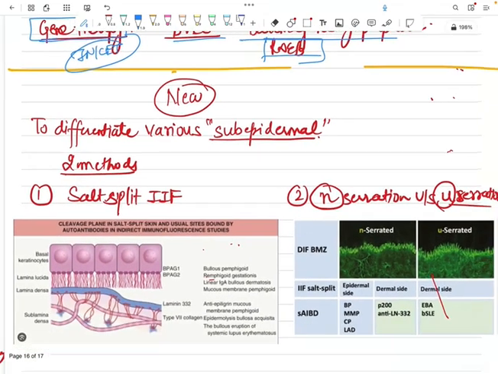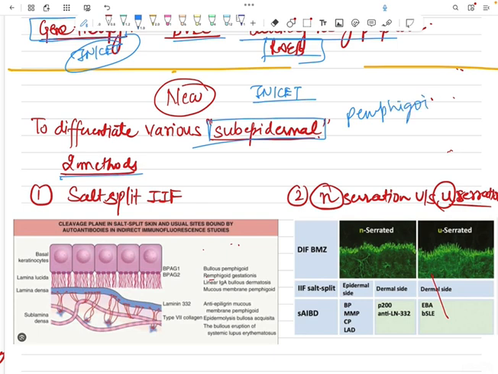Now, something new which can be asked, usually in INICET, we don't expect this in NEET, but still. Two methods can differentiate this. I'm not talking about epidermal, I'm talking about subepidermal, meaning the pemphigoid group. Pemphigoid group is very, very confusing, so we had to develop something to differentiate. What we do is salt split IIF. The tissue is incubated in NaCl, sodium chloride, and then a split develops. Where the split develops makes the whole difference.